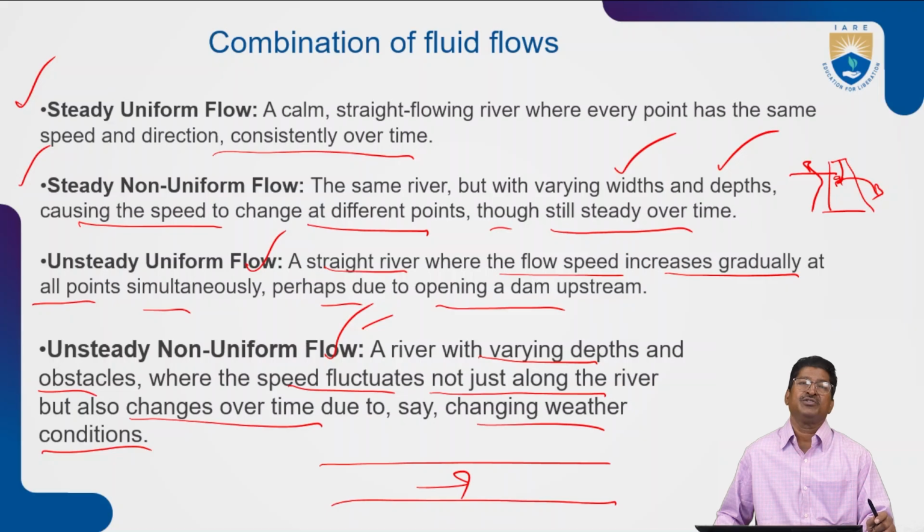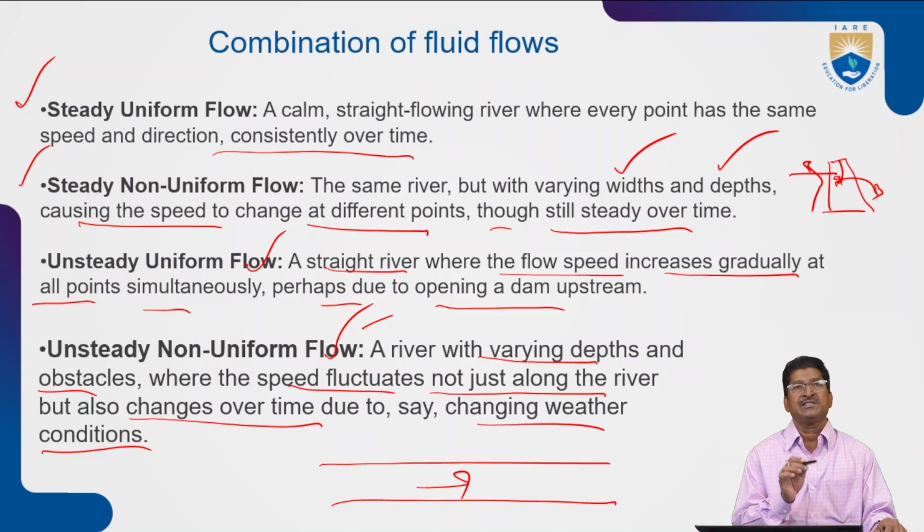So like this, steady uniform flow means velocity is the same at different points of time and also at different locations. Steady non-uniform flow: velocity is the same at different points of time, but velocity is not constant at different locations. Unsteady uniform flow means velocity is changing with respect to time, but velocity at different locations is the same. Unsteady non-uniform means velocity differs at different points of time and also at different locations of space.